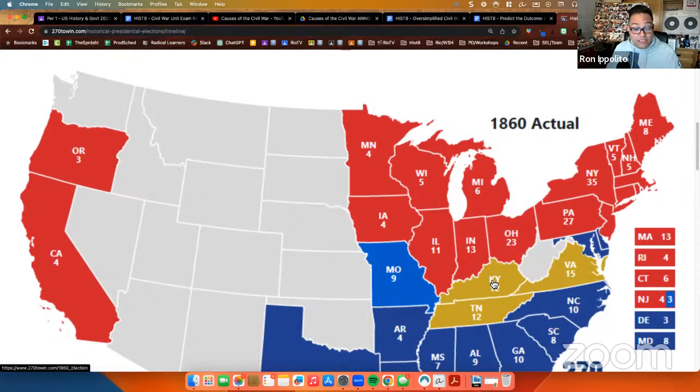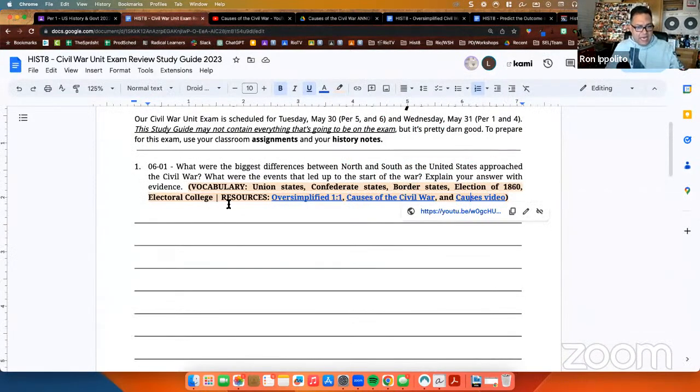Kentucky stayed loyal to the Union. In a famous quote, Lincoln says, "I would like to have God on my side, but I must have Missouri." So these border states were super, super valuable as a buffer zone in between Union and Confederacy. Okay, I think I have spoken enough now about this.